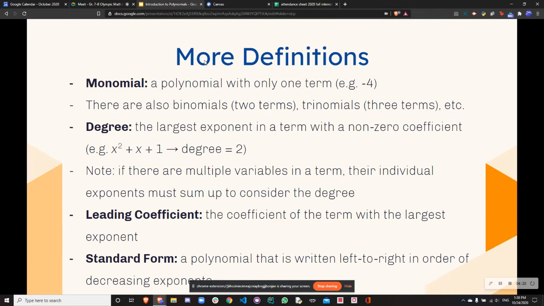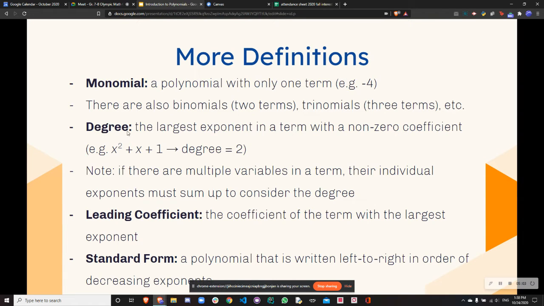Here are some more definitions that have to do with polynomials. These are really important, so you guys should jot these down. First things first, a monomial. A monomial is a polynomial with only one term. So, for example, we just have the number negative 4. That's a monomial. We can also have binomials, which have 2 terms, trinomials, 3 terms, and so on. So basically, the number of terms defines the prefix of the nomial. But we won't be looking at these definitions too much. Maybe a bit of monomial, but that's it.